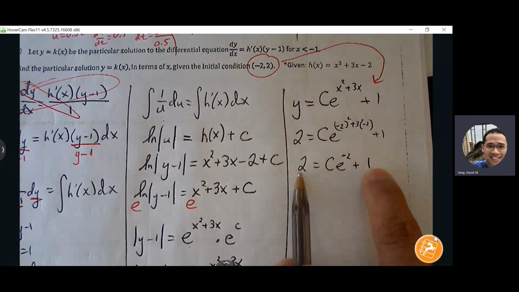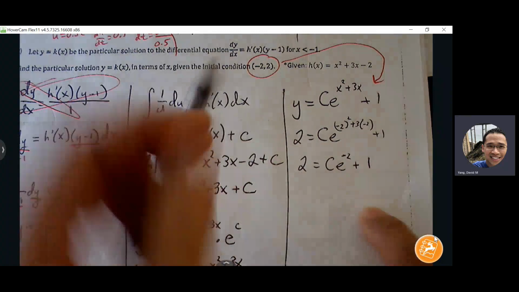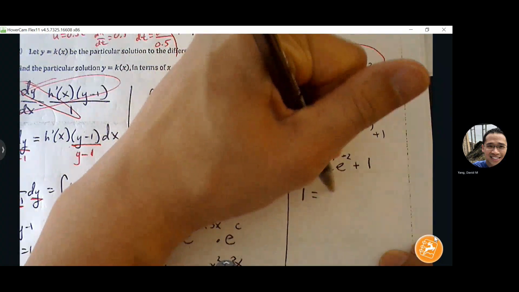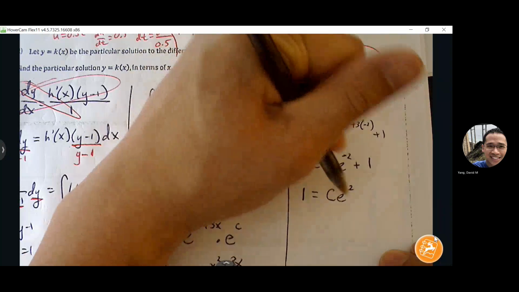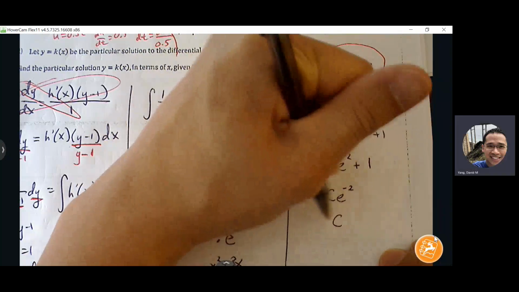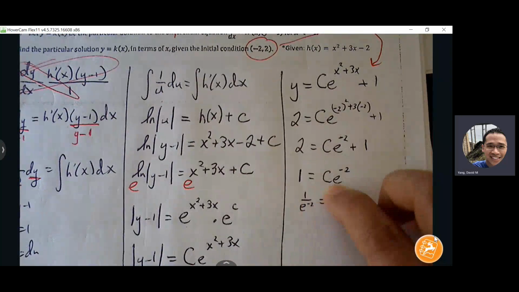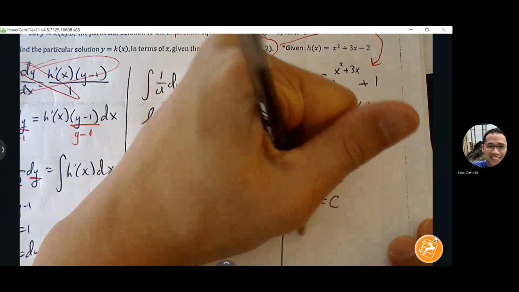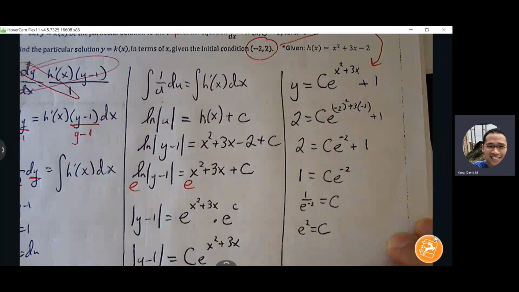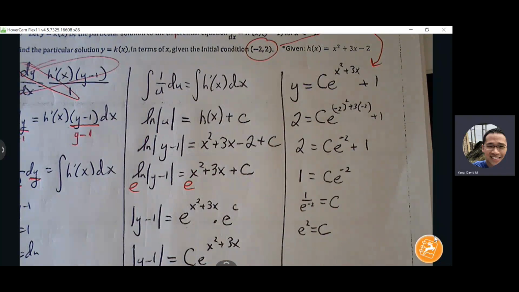Right, I want to solve for C. I'll combine these together here. Subtract 1 from both sides. 2 minus 1 is 1. Divide both sides by e to the -2. Pull the e squared up. So e squared equals C. There's my numeric value for C.